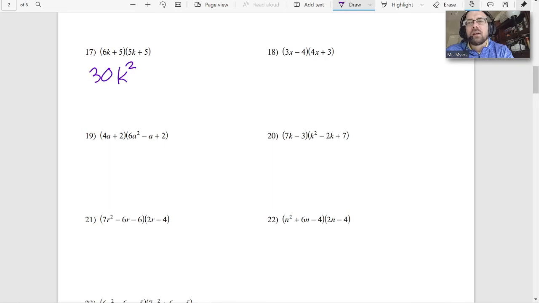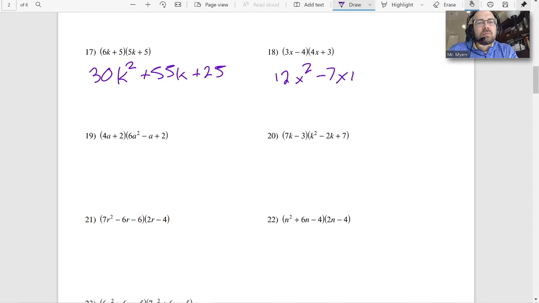All right, so then that's going to be 30 and 25, which make 55, plus 25. And that's a 5. Sometimes my 5 looks like a 3. All right, 12x squared. 9 and minus 16. So that's a minus 7. And I almost put a plus there. I want to do fiddle erase. There we go. Minus 12 there.